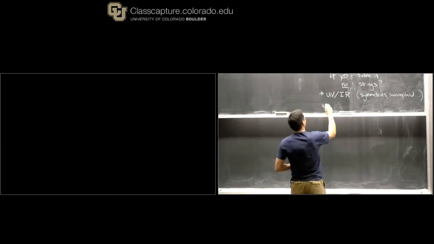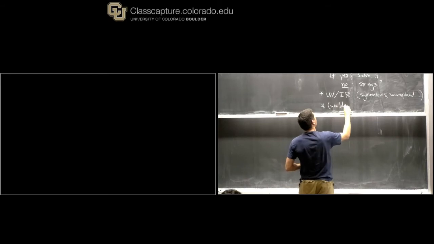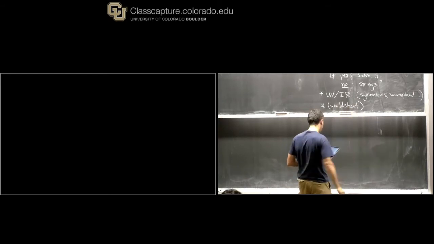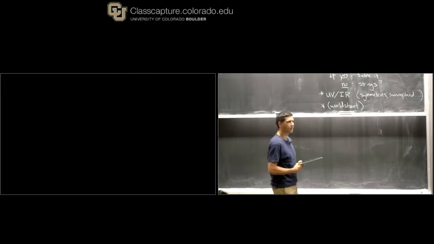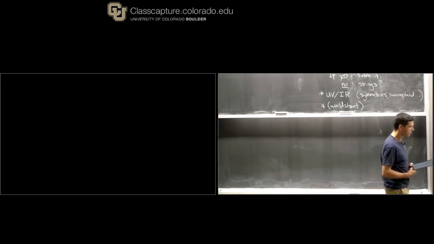The other one, which is not a large C thing and one I won't really talk about, is to apply the modular bootstrap to the string worldsheet. Because if you can understand what kind of theories exist on the string worldsheet, then you can study, for example, what types of geometries exist. One of the things that people have tried, and so far not succeeded in doing, is to constrain the space of Calabi-Yaus, or maybe even to prove that they're a finite set of Calabi-Yaus using the modular bootstrap.